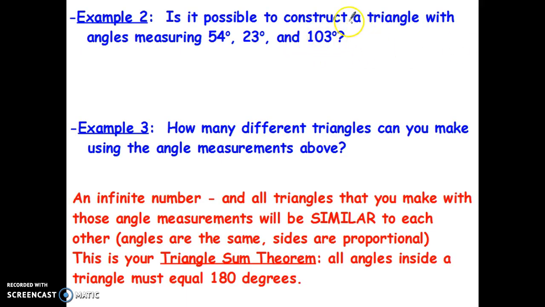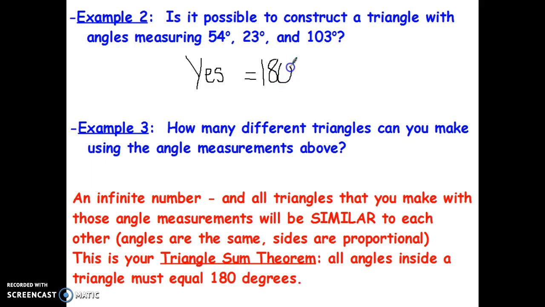Now, is it possible to construct a triangle with the angle measures of 54, 23, and 103 degrees? All right, so add up all three of the angles, and it's just a yes or a no. 54 plus 23 plus 103 is equal to 180. So yes, it is possible to make a triangle with these three angles because they add up to 180 degrees. That's all you have to know with angles. If they add up to 180, it's a yes. If they don't, it's a no.